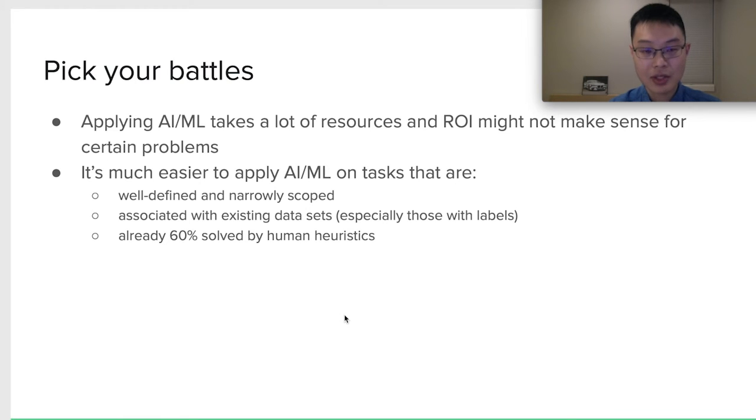The first recommendation I have for implementing AI/ML is the importance of picking your battles. In general, application of AI/ML takes a lot of resources, and the ROI might not make sense for certain low-value problems. In addition to that, it's much easier to apply AI/ML on tasks that are already well-defined and narrowly scoped, associated with existing datasets, as well as can be solved, or mostly solved, by human heuristics.